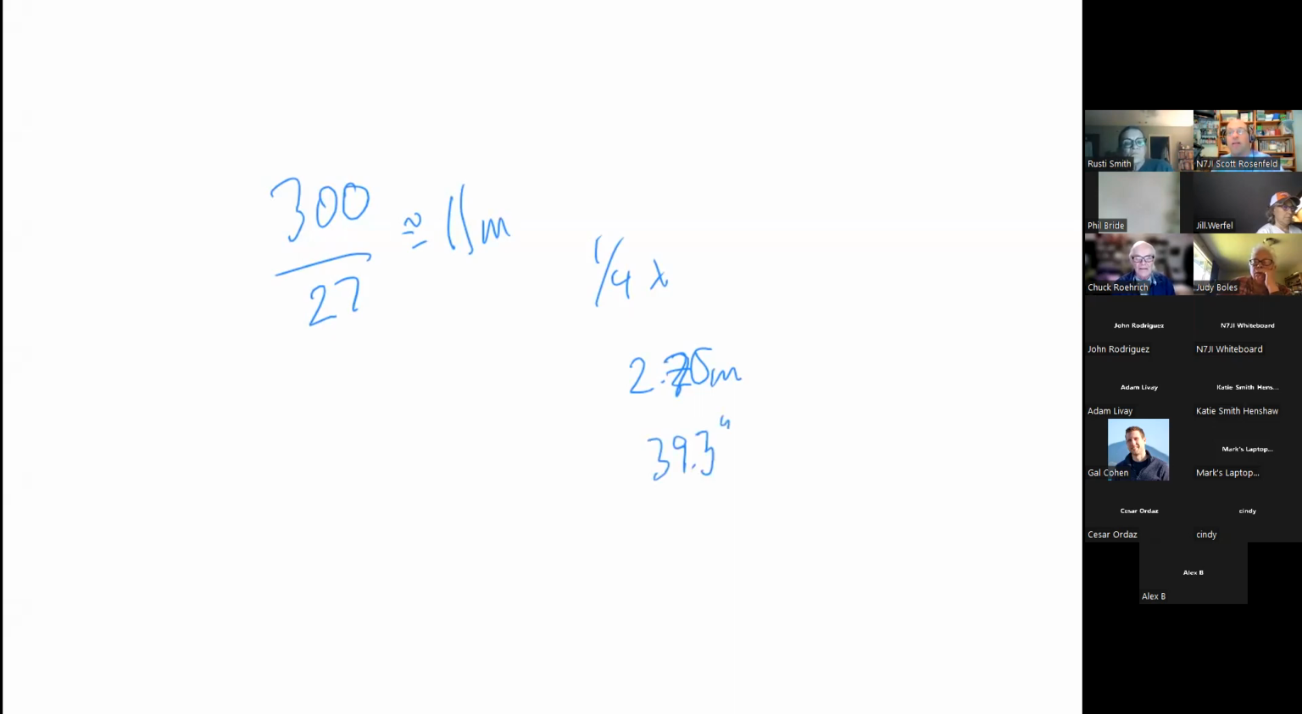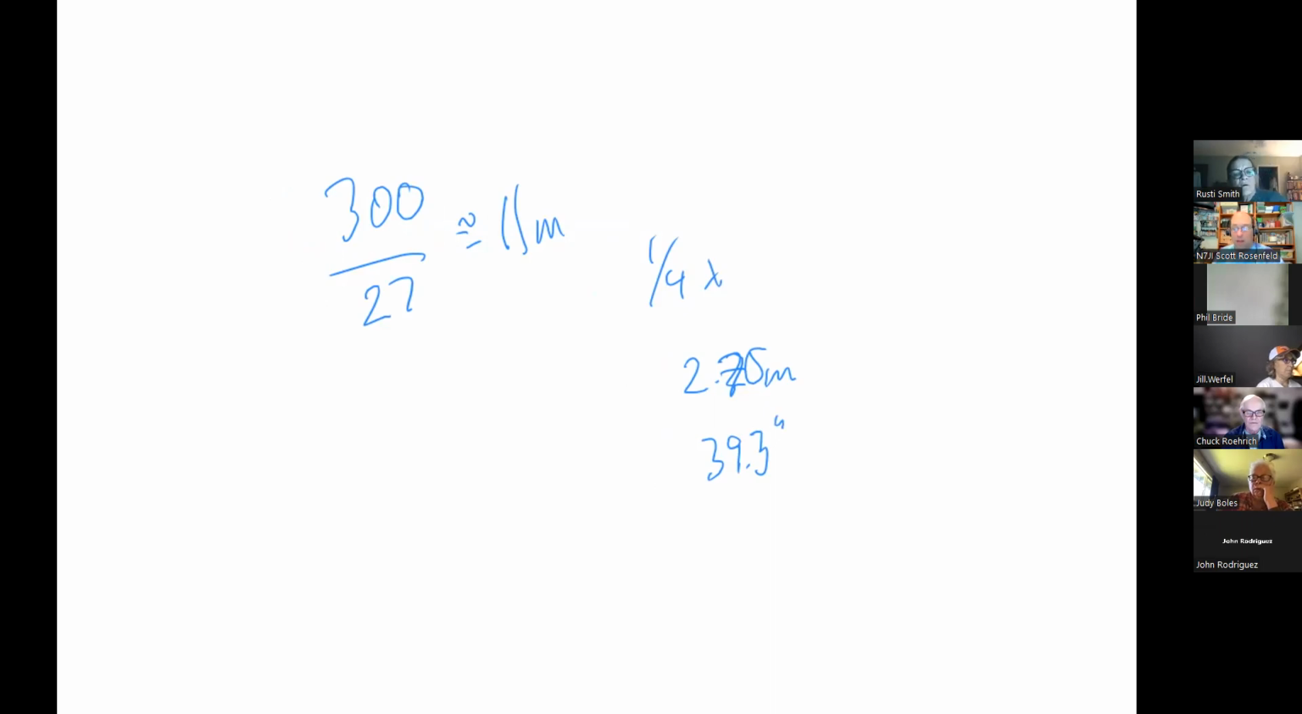And let me grab my calculator just to make sure. 2.75, it's a quarter of 11, times 39.3. That's 108 inches. Times 0.95 is 102 inches. Really, 102 to 103 inches. See, I'm not the math person.